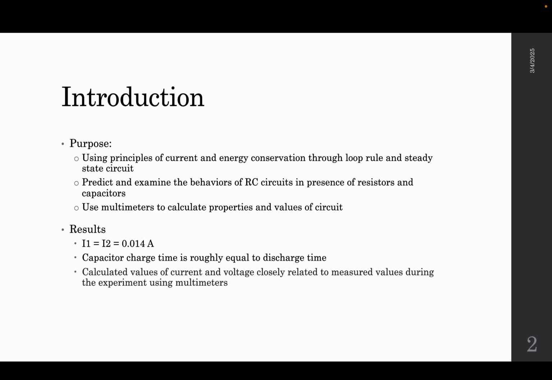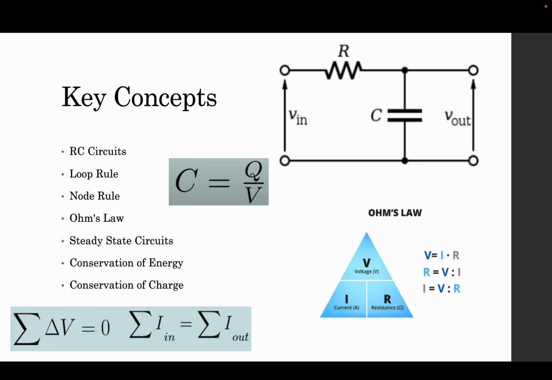The results: the current flowing through the circuit in part 1 is 0.014 amperes, which is different than the original value calculated. Capacitor charge time is roughly equal to capacitor discharge time, which correlates with the equations associated with those values. And calculated values of current and voltage are closely related to the measured values during the experiment using the multimeters. The key concepts have a lot to do with the physics of circuits.